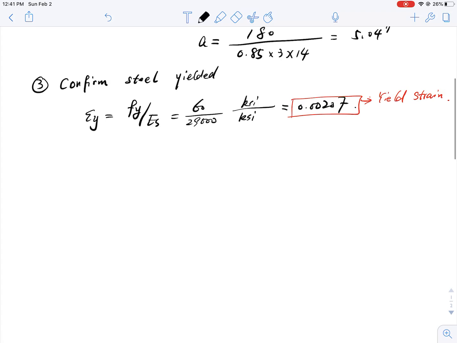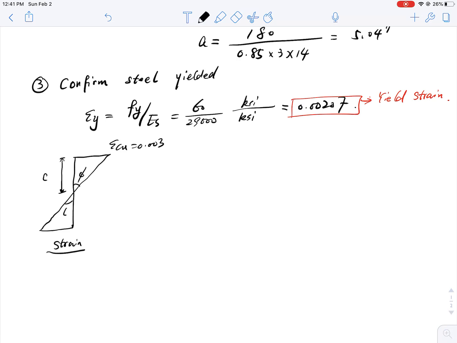Once I have my yield strain, I want to calculate my strain distribution along the section. I'm going to draw the line here, and this is the strain diagram on the section. I have a compressive strain of the concrete at crushing equal to 0.003 by the code. This is small c, which is the compressive zone size, and it's not a, it's small c. This is the curvature that my section rotates by, and the bottom here is the strain in the steel.